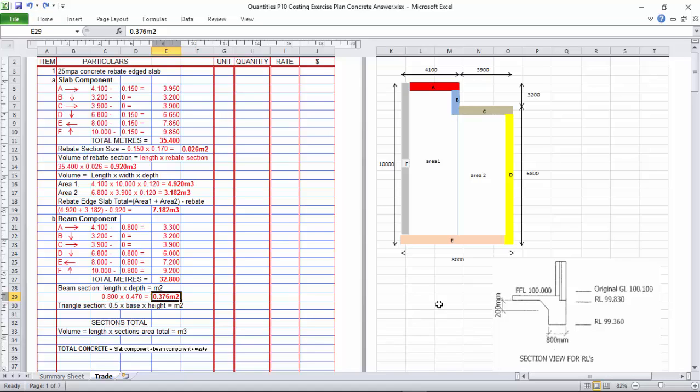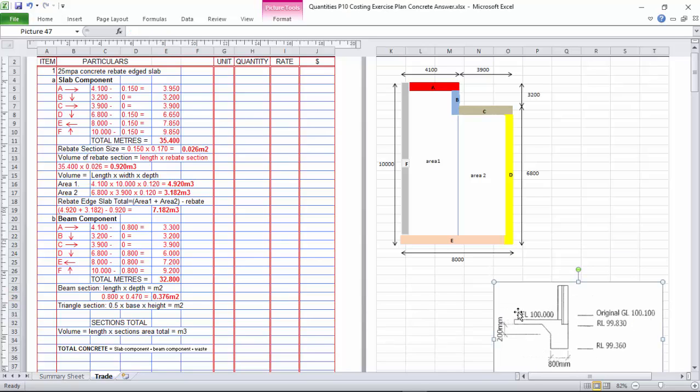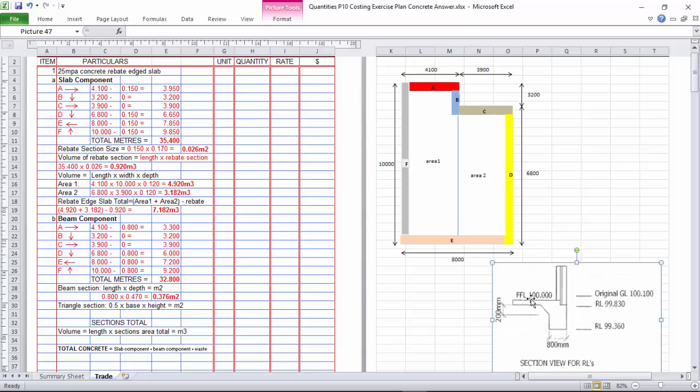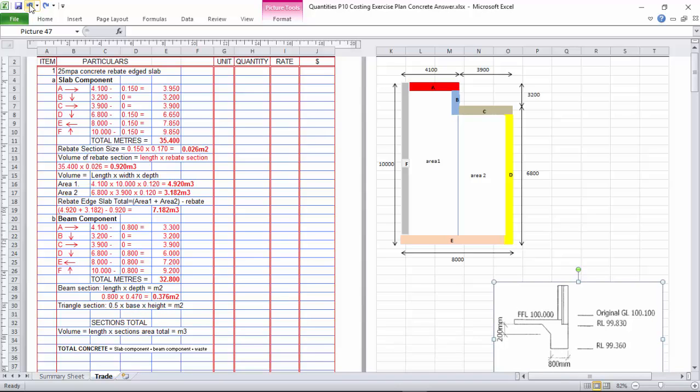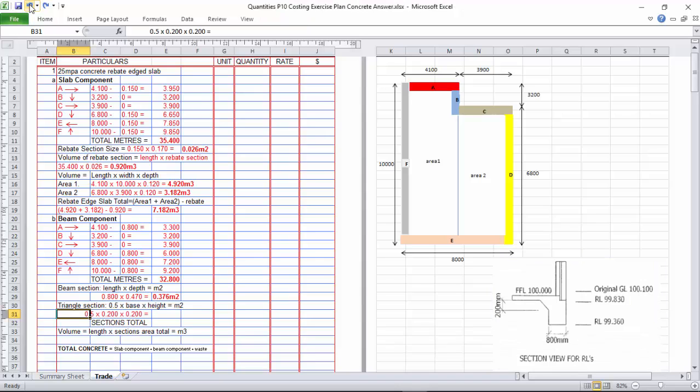Then we do the triangular section, which we determine, because this is the 200 millimeters. I'll just move that back. 200 millimeters by 200 millimeters. So the formula for a triangle is half the base times the height, which is what we do. And it will be 0.5 times 0.2 times 0.2, and that gives us 0.02 meters squared. And we add those two section sizes together. This one and this one gives us a section total of 0.396.